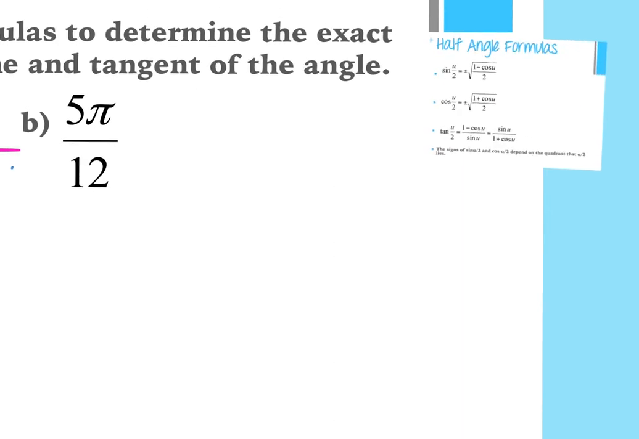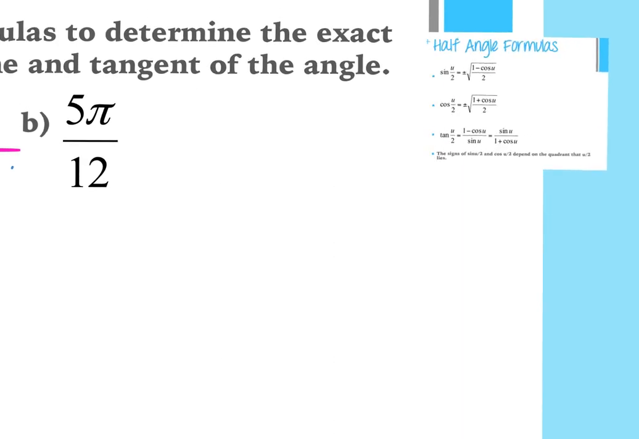Where would 5 pi over 12 be on my unit circle? What quadrant? Is it in between 0 and a half, 1 and 1.5, or 1.5 and 2? It's in between 0 and a half, right? 6 over 12 would be your halfway mark, yes? So what quadrant is this in? It's in the first quadrant. So my answers are going to be a positive sine and a positive cosine because of the location of the original one.